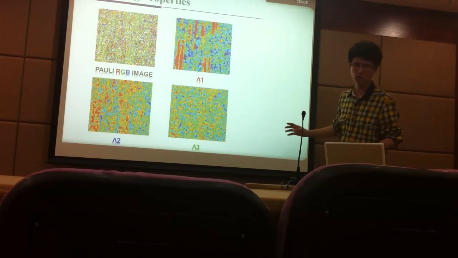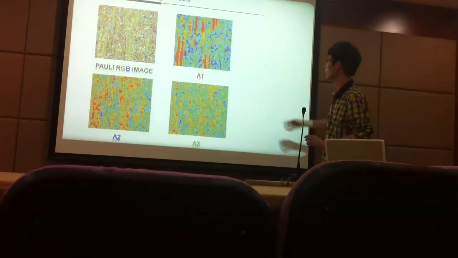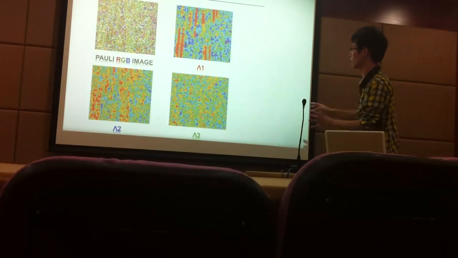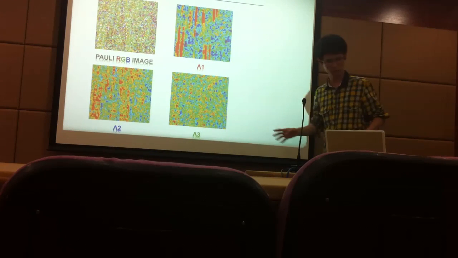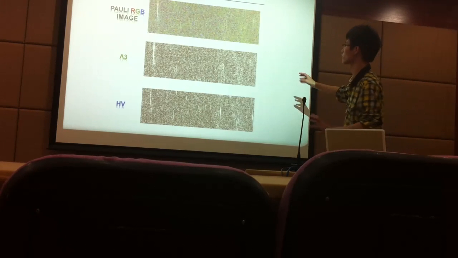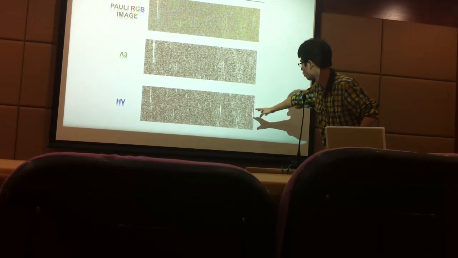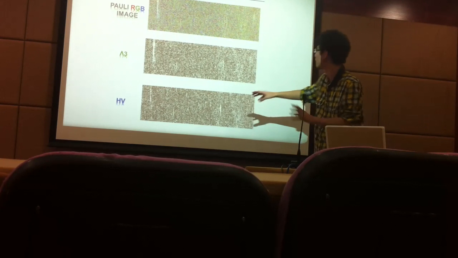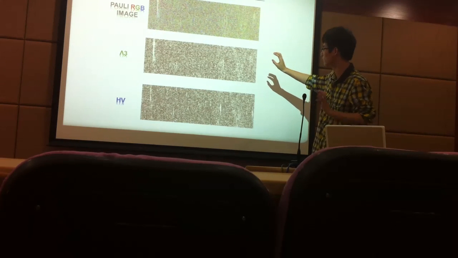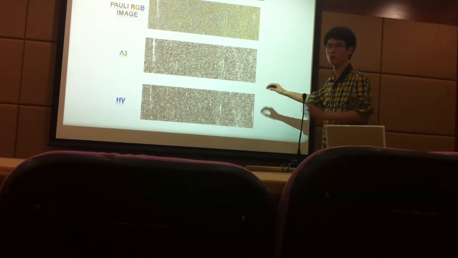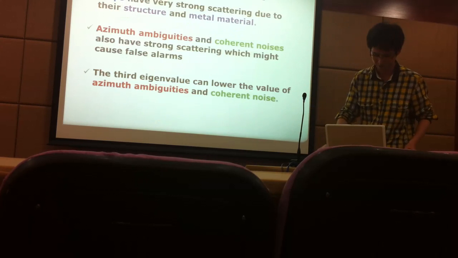The coherent noise is the same case. In the first and second, it is very strong, but in the third, it is sparse. Here's also an image. The ship there is very clear, and from one polarization, we can see the noises. However, if we look at it from the third eigenvalue, it all disappears.